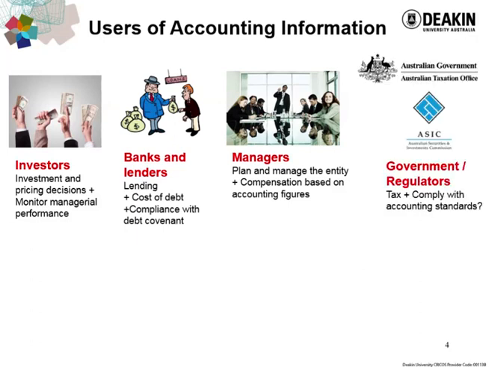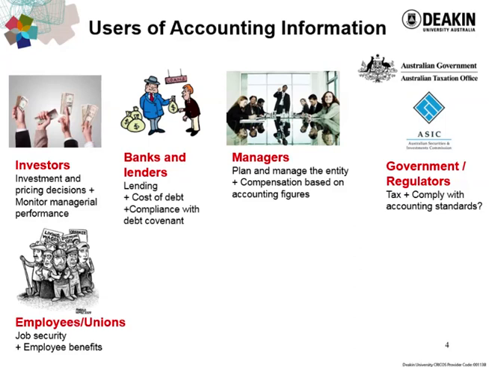Government and regulators will also look at accounting information. For example, the Australian Taxation Office, the ATO, relies on accounting information for tax assessment. If you earn more income, you pay more tax. The Australian Securities and Investments Commission, the ASIC, will make sure that companies comply with accounting standards when they prepare financial statements. This is important because we need to make sure that every company follows the same rules, and accounting information is reliable and useful for decision making.